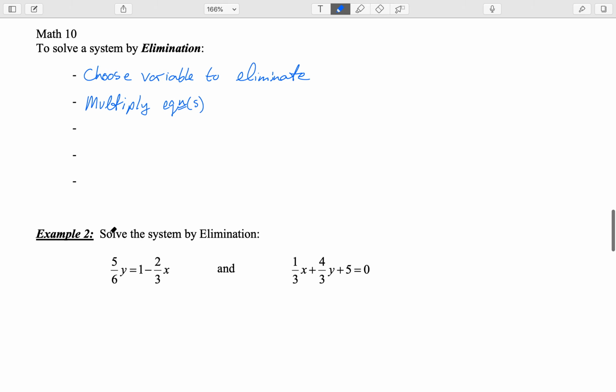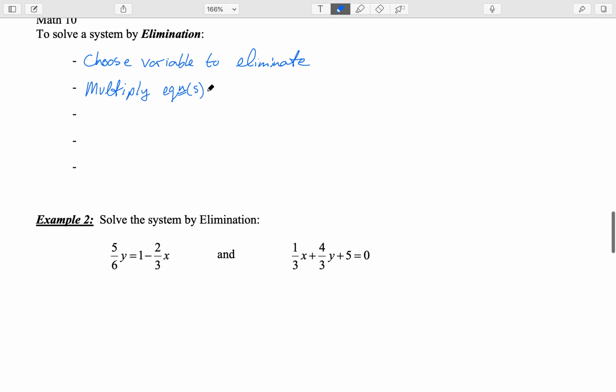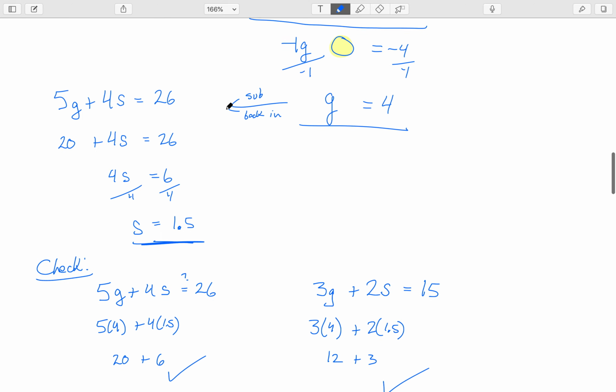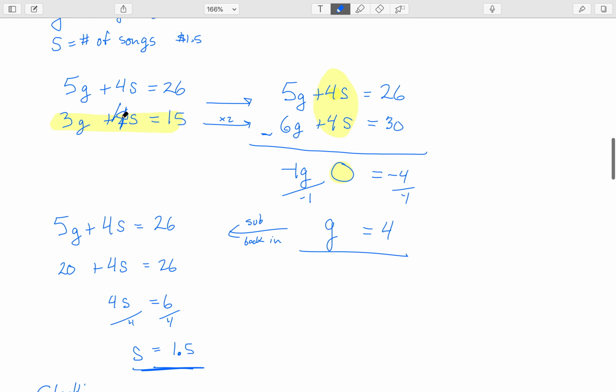So multiply one equation or both equations on both sides in order to make the variables the same. Multiply the equations by a constant, and it's called equating the coefficients. You make them equal to equate the coefficients. Remember, the coefficient is the number out front. The variable is s, 4 is the coefficient. This is a 4, that's a 2. I want to equate them. I want to make them both 4, so I doubled this one. This one I left alone.